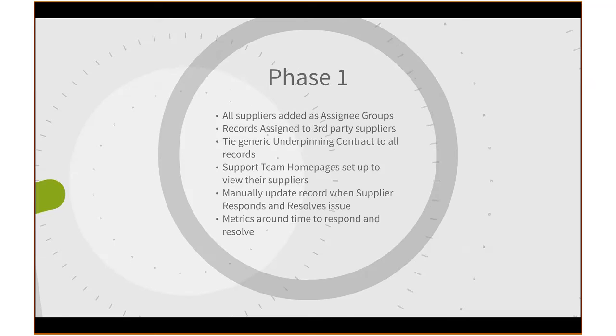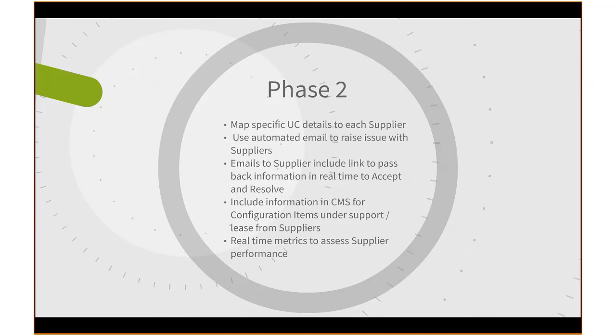And then once that's bedded in, we'll look to introduce phase two, where we'll map specific underpinning contract details to each supplier. So where we have those details for each supplier saying these are the target times to respond to Land Registry's calls, these are the target times to resolve certain calls from Land Registry, we'll map all of those details into the service management tool. We'll look to use automated emails to raise the issues with the supplier.